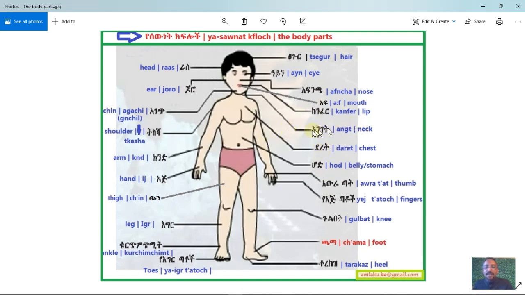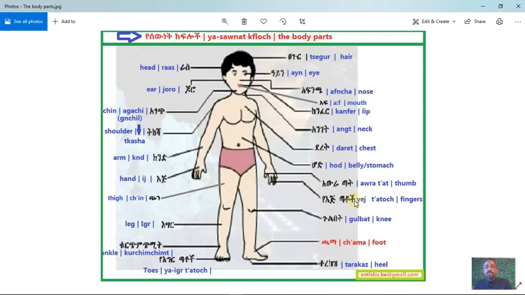Okay, let's continue. So we are right here. Kanfer. Kanfer is lip. And next to that is angut. Angut. Neck. Deret. Deret. Chest. Hoj, belly or stomach. Auratat, it's not auratat, it is tat, auratat, thumb.